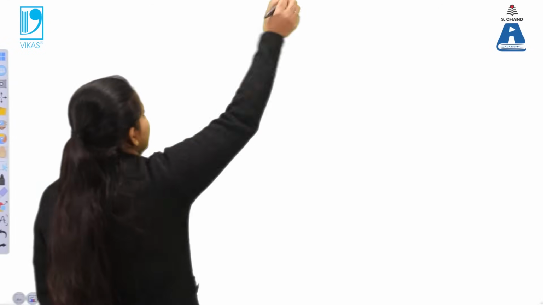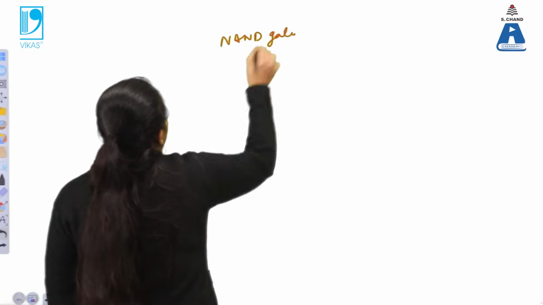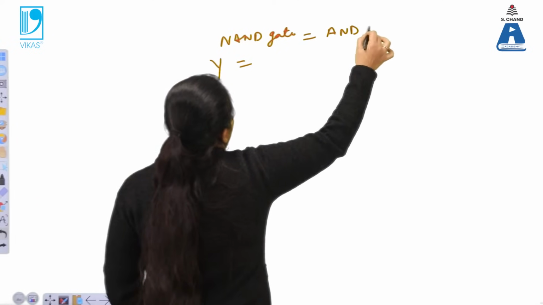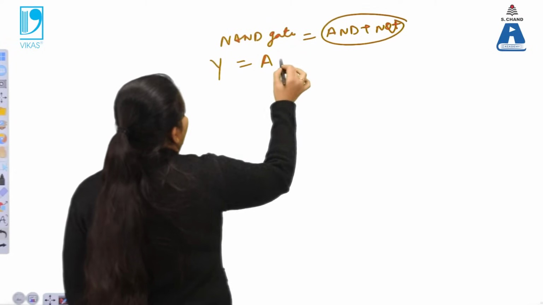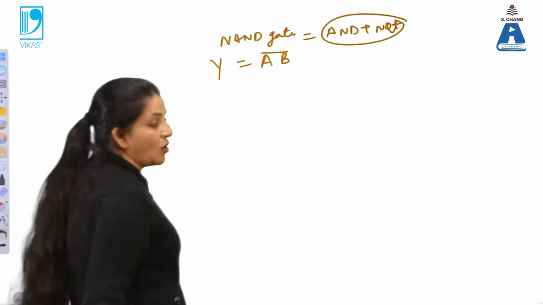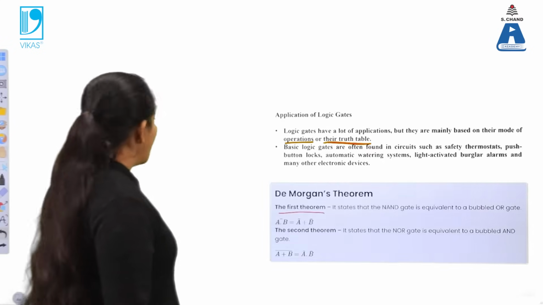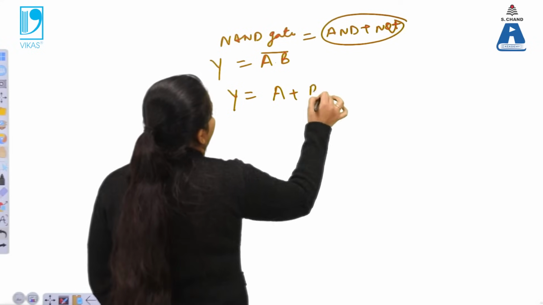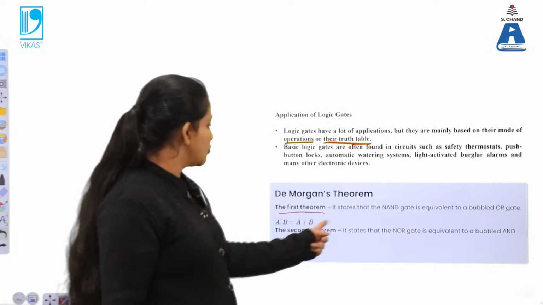So that means now the NAND gate is a combination of AND and NOT. This is a combination of these two and its value. For the AND gate, the output is given by A and B, and this is for the NOT gate. So this is a combination of AND gate and NOT gate. Now this is equivalent to the bubbled OR gate. So what does it mean? That is equals to the bubbled OR gate.